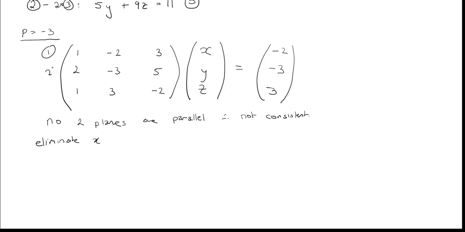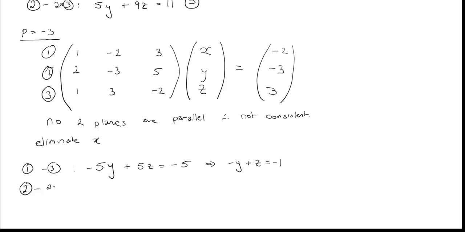Let's number them 1, 2, and 3. And I'm going to do row 1, take away row 3 again, luckily for us. You don't have to do anything there, just subtract them. Minus 2 minus 3 is minus 5y. 3 minus minus 2 is plus 5z. And minus 2 minus 3 is going to be minus 5. And what I can do is cancel that down to give us minus y plus z equals minus 1.